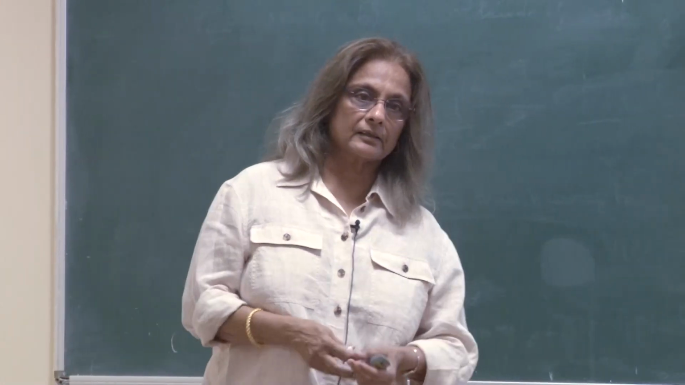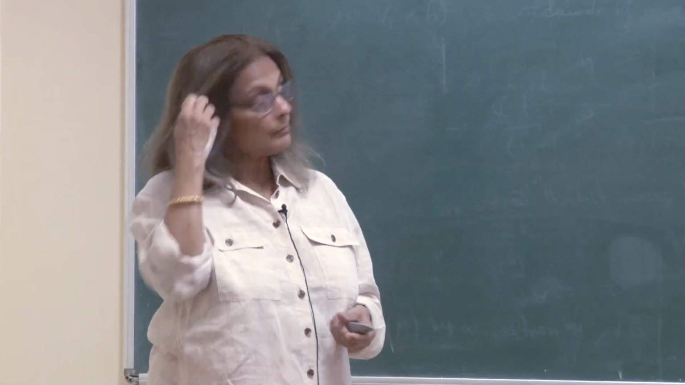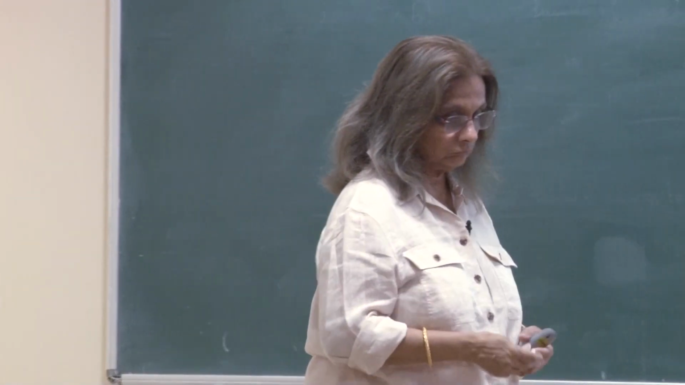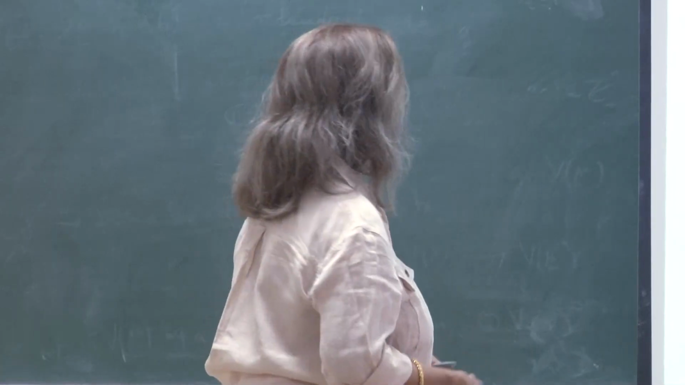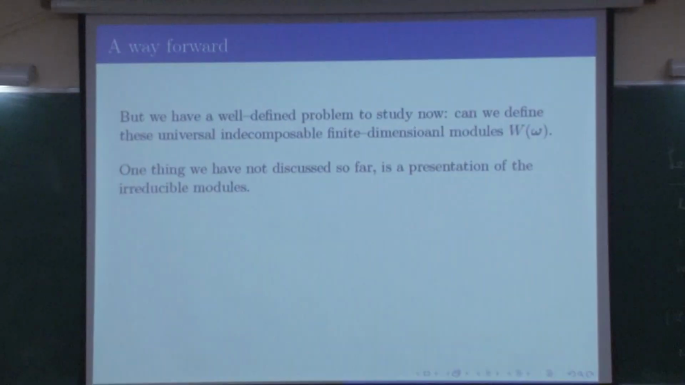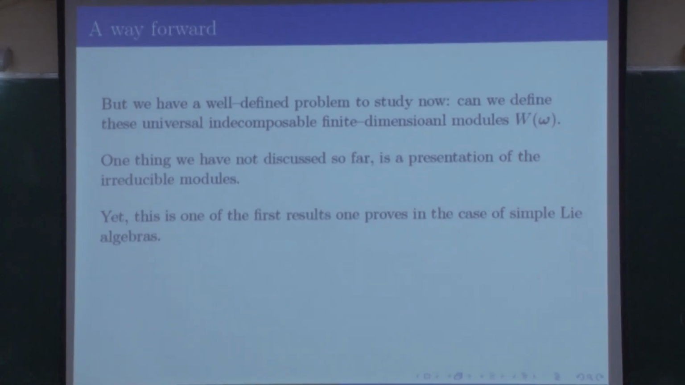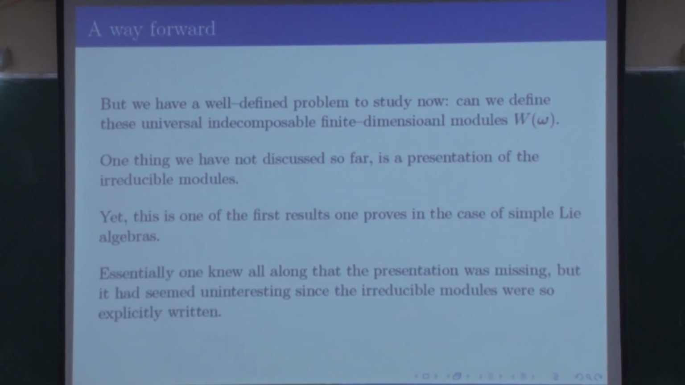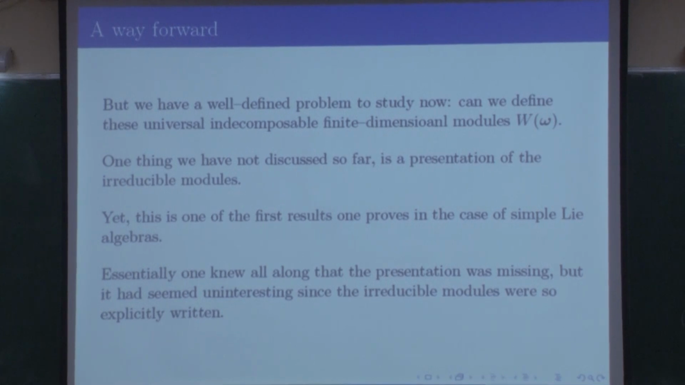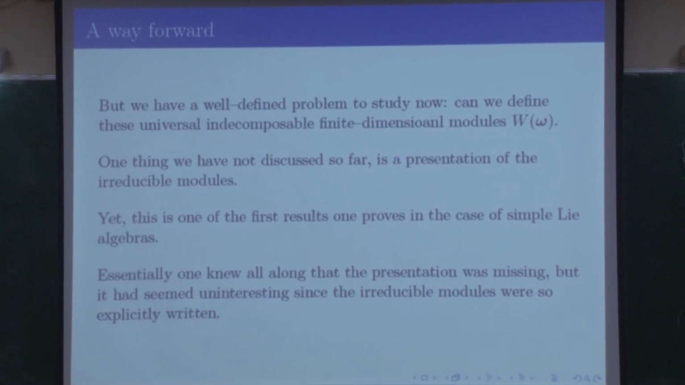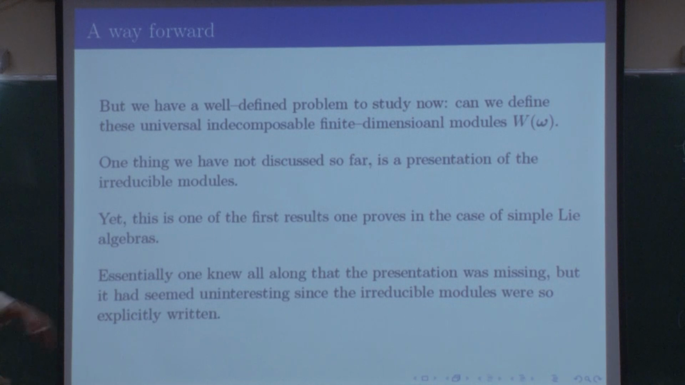So you know everything about it. You can multiply their characters. The characters of irreducible representations are given by Weyl character formulas. So it seemed terribly boring. So one never worried about the presentation, but really one should have, okay? So sometimes things being very explicit and easy to understand holds you back in pursuing the subject further, okay?